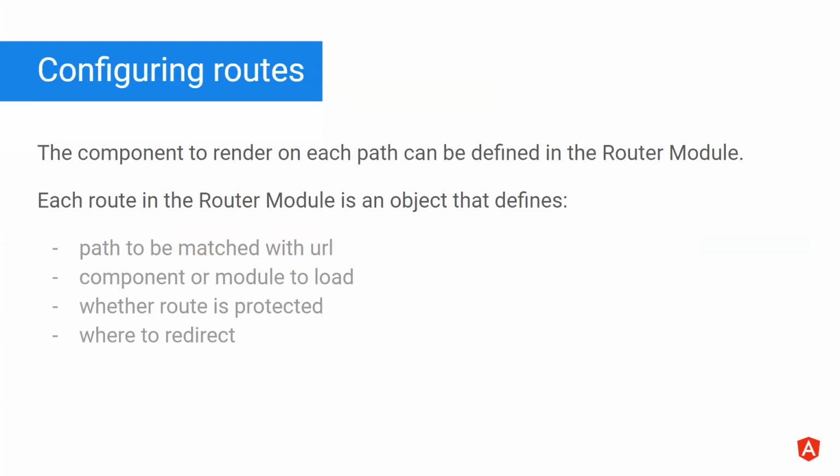Each route can be configured in the router module to determine some behavior, such as what component to be loaded and the path that matches it, and then whether to guard the route, whether the route is protected or not, and then whether to redirect the user. So all these are defined in each route in the router module.